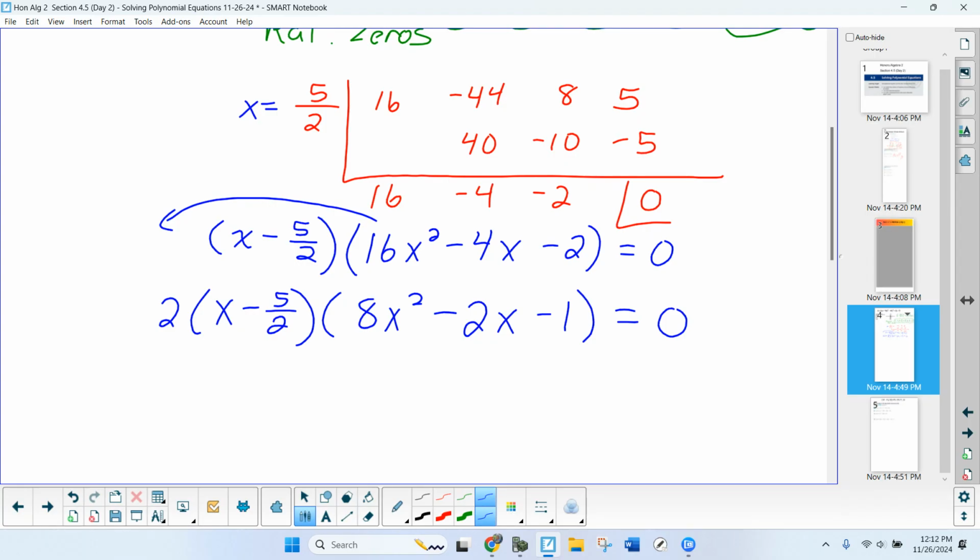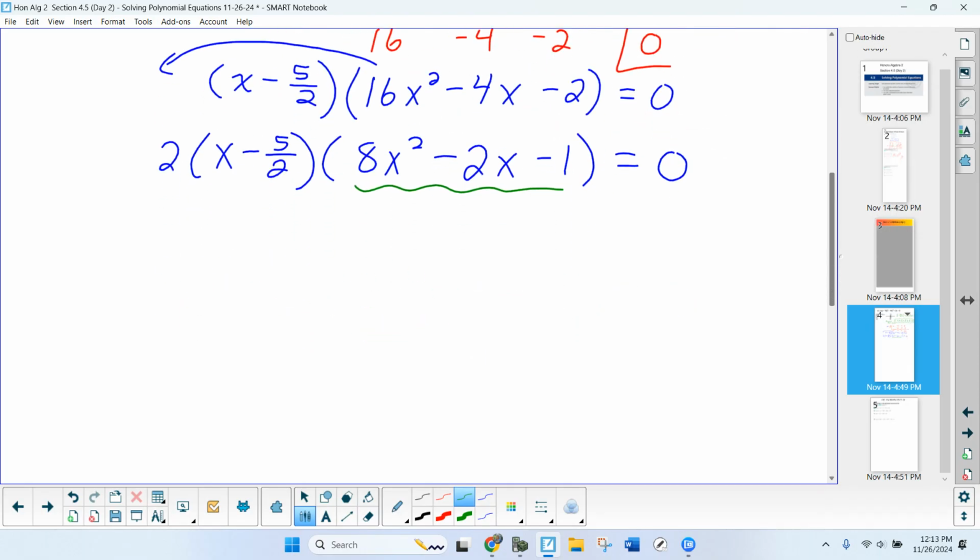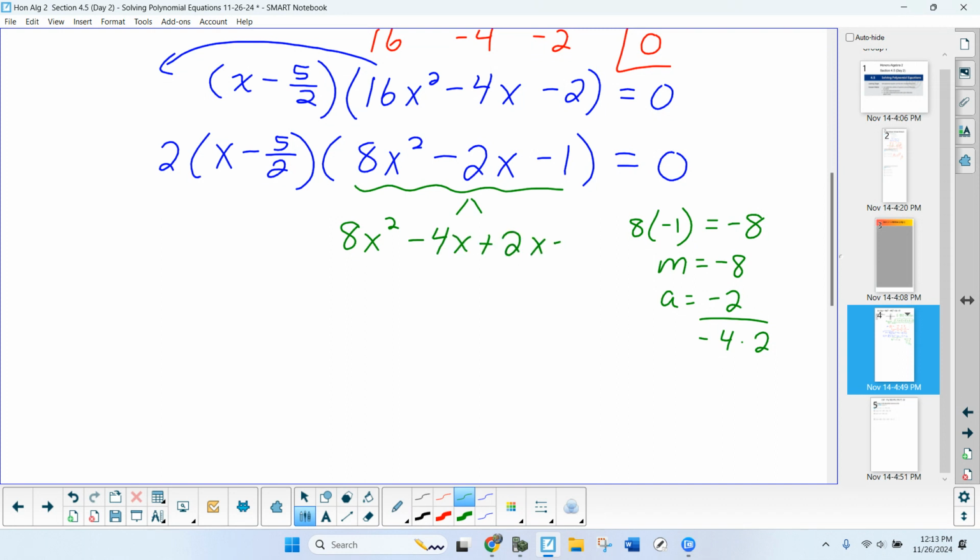Yeah. All right, so now we have a trinomial. A is not 1. So what are you guys going to do to factor this? 8 times negative 1. What's 8 times negative 1? What multiplies to give you negative 8, that adds to give you negative 2? Negative 4 and positive 2. Now remember, we're going to split this up, so this becomes 8x squared. Which one do you guys want to put first? Minus 4x plus 2x minus 1.